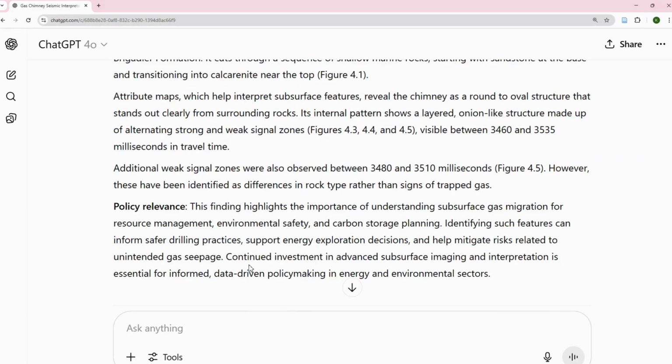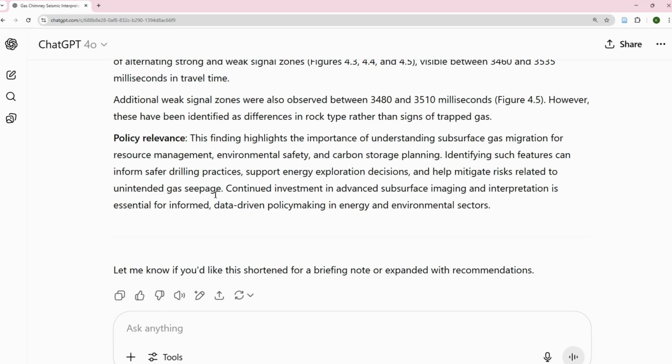of executive policy relevance. This finding highlights the importance of understanding subsurface gas migration for resource management, environmental safety, and carbon storage planning. Identifying such features can inform safer drilling practices, support energy exploration decisions, and help mitigate risk related to unintended gas seepage. We should continue to invest in advanced subsurface imaging and interpretation because they are essential for informed data-driven policy making in the energy and environmental sector.